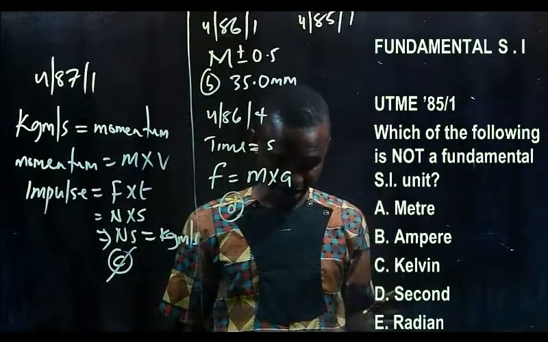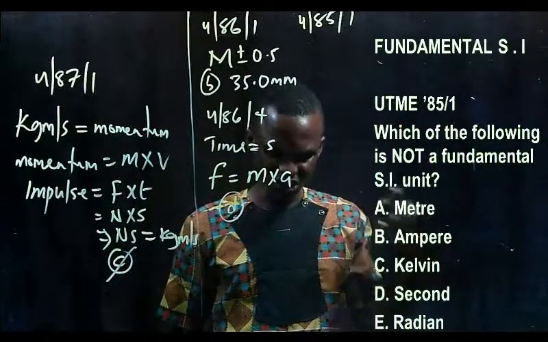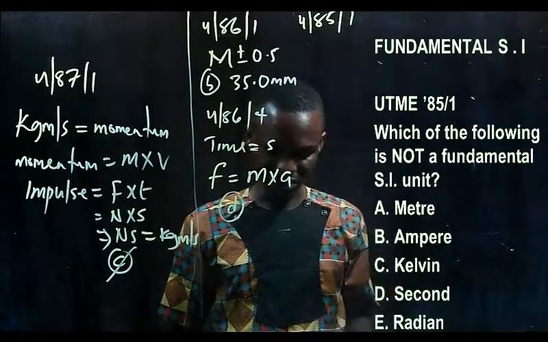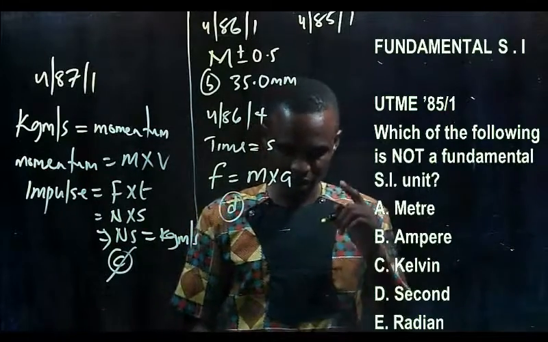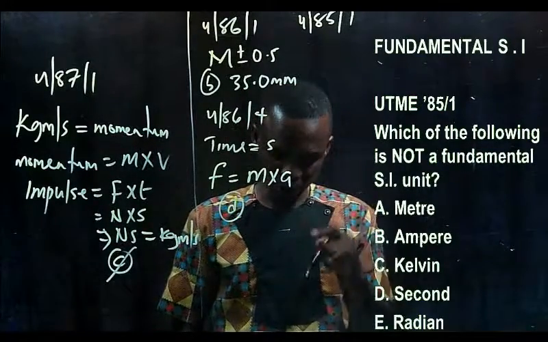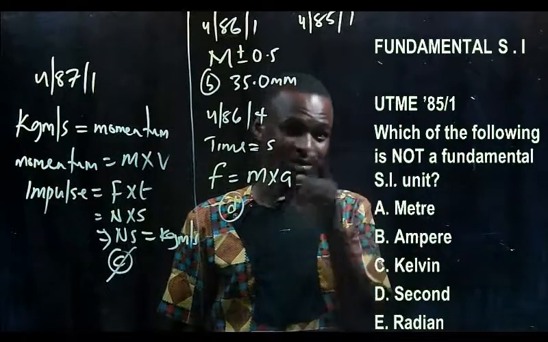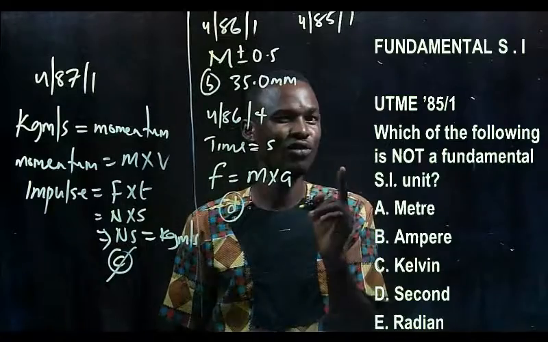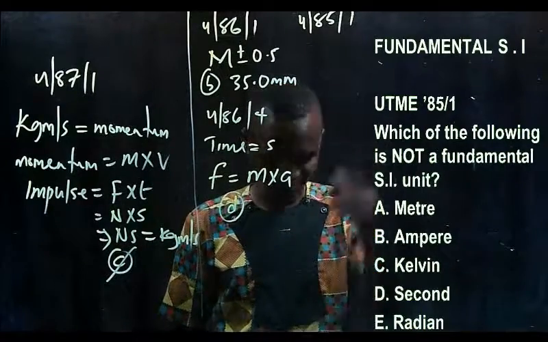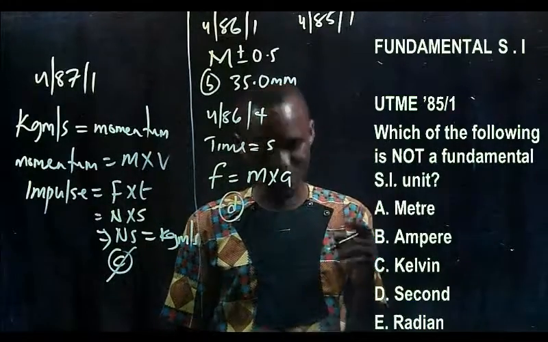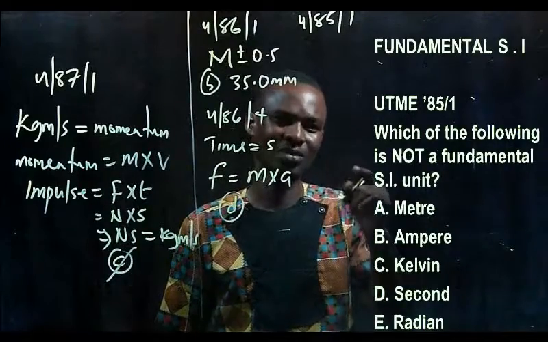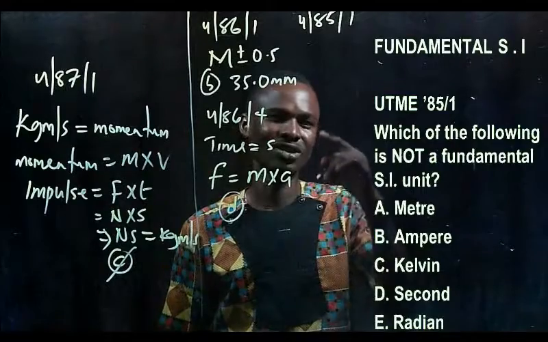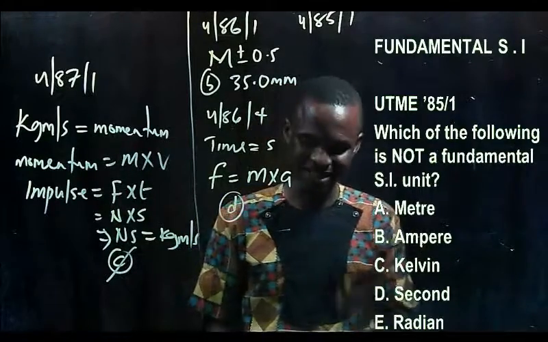So, fundamental SI units, UME 85 question 1. Which of the following is not a fundamental SI unit? That means we are looking for the odd one. Option A, meter. Meter is a fundamental unit. B, ampere. Ampere is a fundamental unit of current. Current is a fundamental quantity. Option C, Kelvin. Kelvin is a fundamental unit of temperature. Temperature is a fundamental quantity. Then D is seconds.